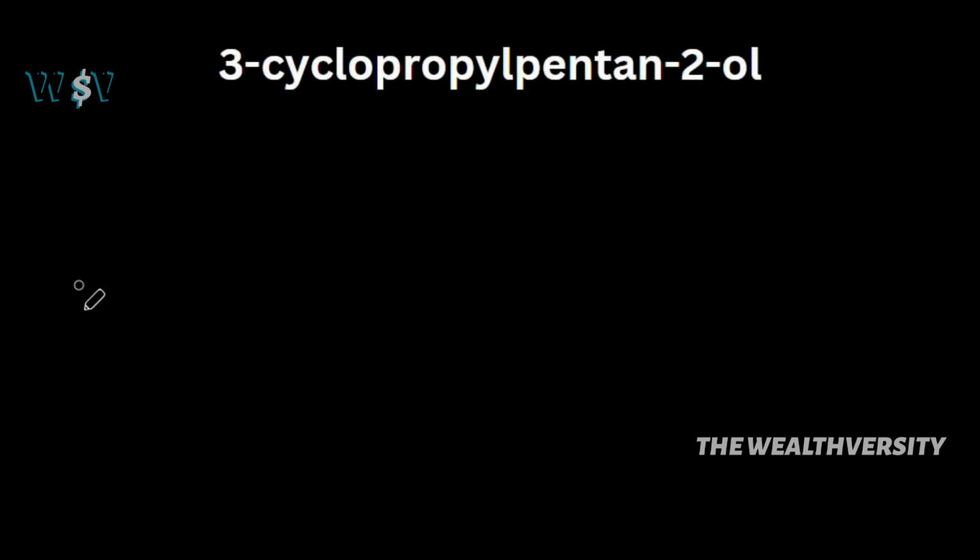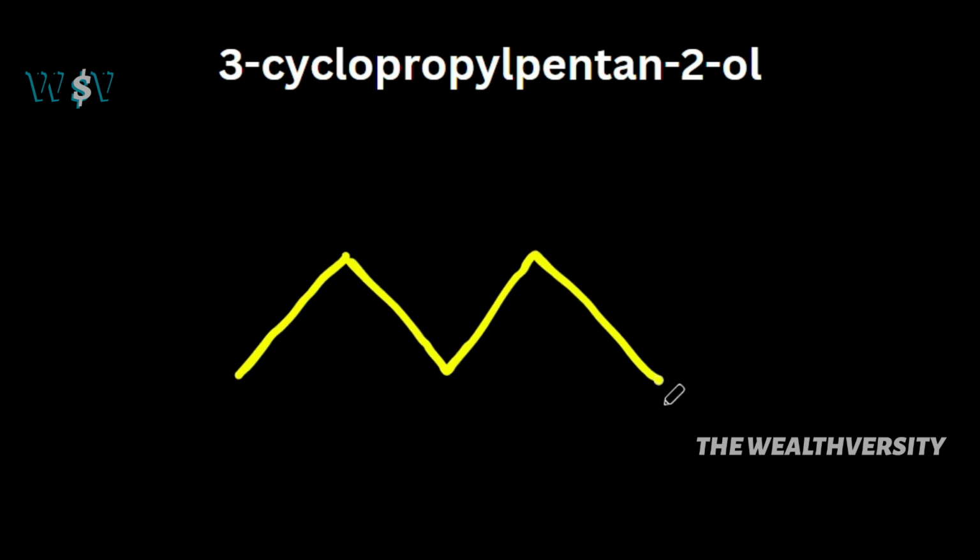What about drawing alcohols? Take a look at this name: 3-cyclopropylpentan-2-ol. The first thing we always do is draw the parent chain. So the parent chain is pentan-2-ol, meaning there are 5 carbons, and there is a hydroxyl group at carbon number 2. Next, we draw the branches. So we have a cyclopropyl at carbon number 3. So we draw a cyclopropyl at carbon number 3.